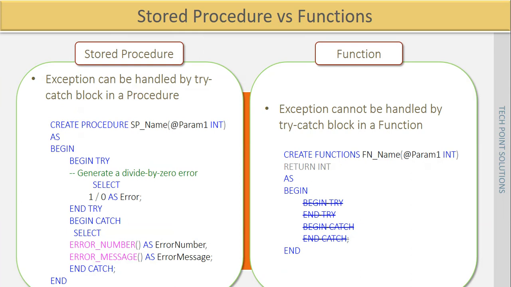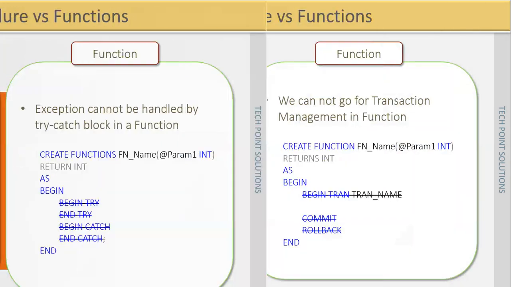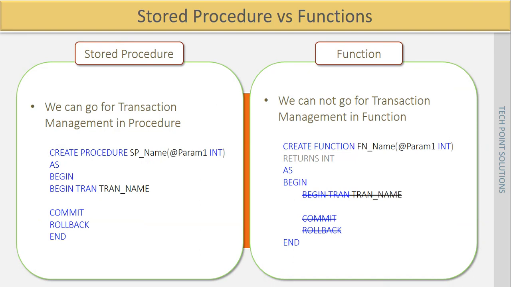Exception can be handled by try catch block in a procedure. We can implement exception handling in store procedure, but we cannot implement exception handling in a function. We can go for transaction management in a procedure. We cannot go for transaction management in a function.